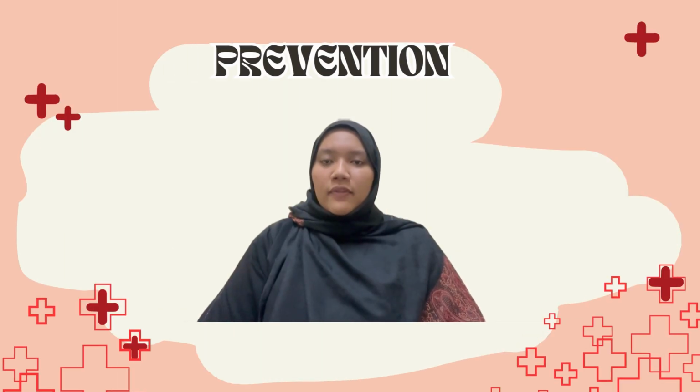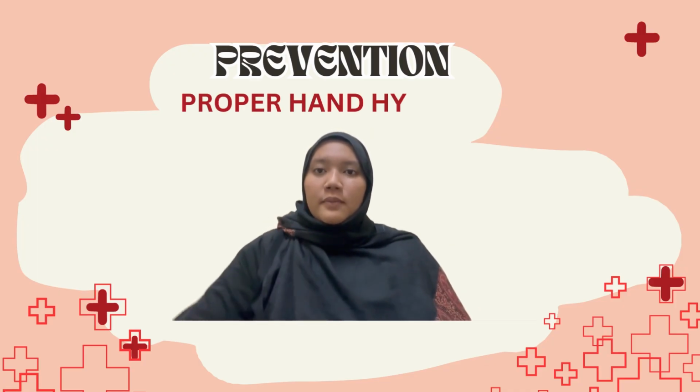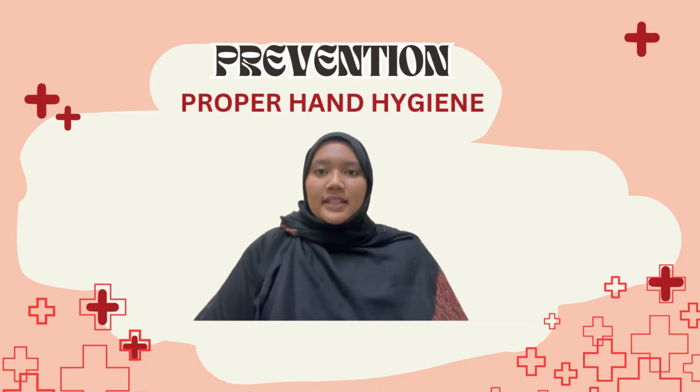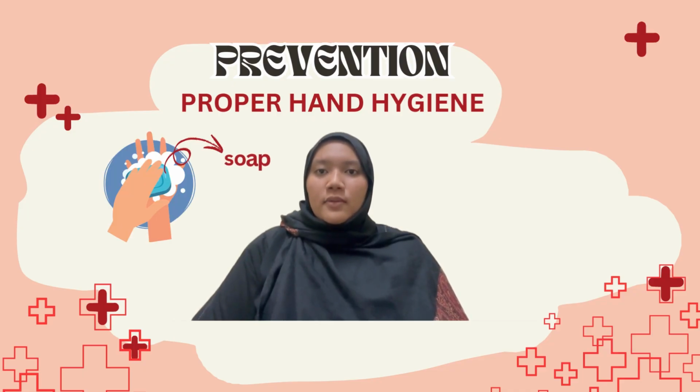You have heard my friend's explanation about what is HFMD, signs and symptoms, and also how it spreads. Now, I'm going to share with you about how to prevent HFMD from spreading. The first and most important step to prevent HFMD is proper hand hygiene. Always wash your hands with soap and water for at least 20 seconds, especially after using the restroom, before eating, and after coming in contact with someone who is sick.